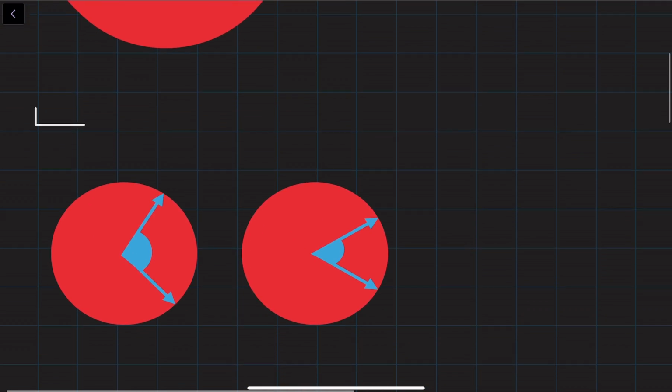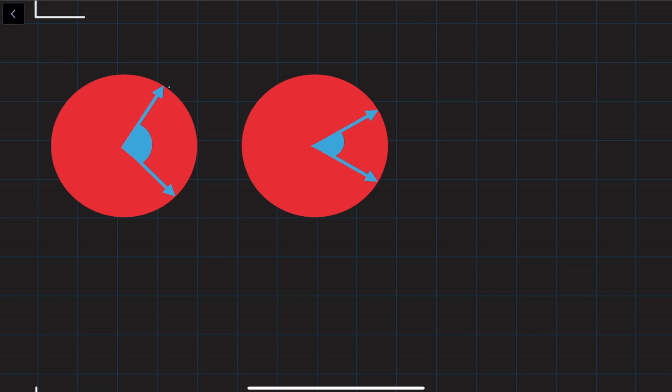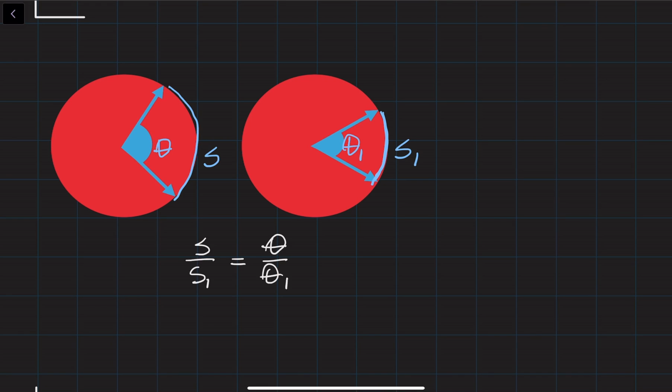Now let's say I would like to understand the arc length of a circle subtended by some angle, let's say theta. The arc length subtended by this angle theta is equal to s. At the same time, the arc length subtended by the angle theta 1 is equal to s1. What is true about these lengths is that the ratio of the arc lengths s divided by s1 is equivalent to the ratio of the angles theta divided by theta 1. From here I can find s, the arc length subtended by the angle theta, which is equal to theta divided by theta 1 times s1.